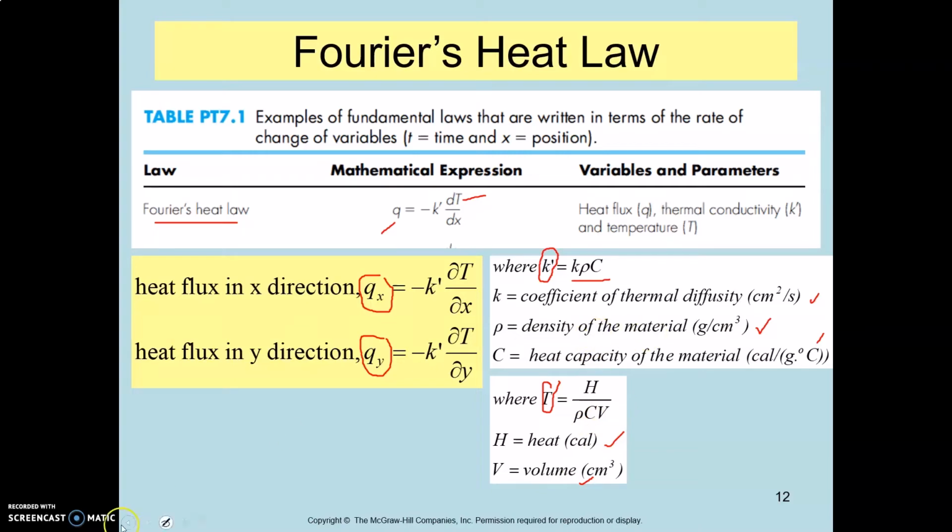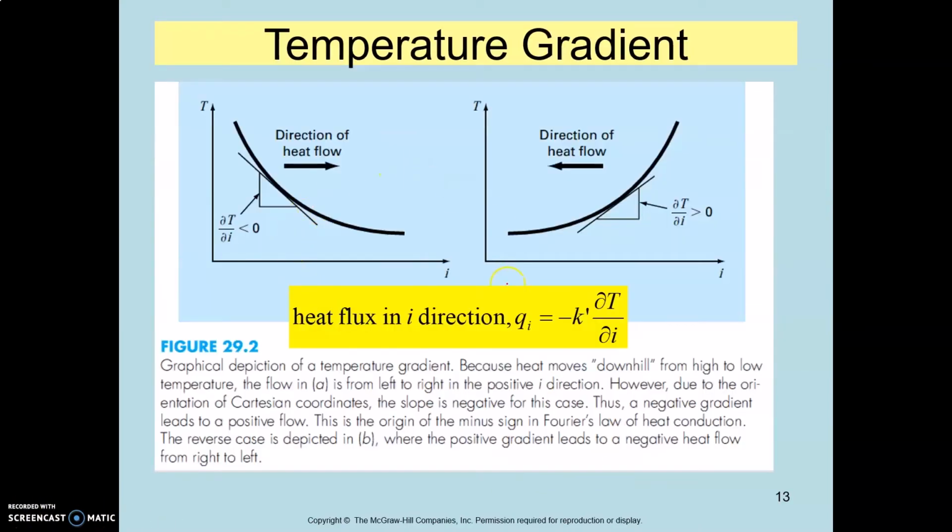rho is the density of the material. This picture shows the graphical representation of the heat flux equation. Previously we showed you the i direction in x and y, so we can change the i to any dimension, x or y. For example, in this direction, let i be x, so we change all the i to x.